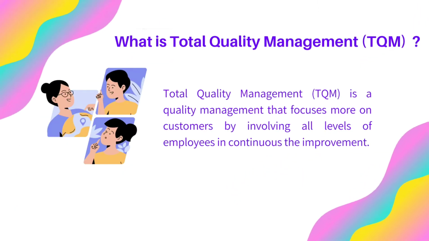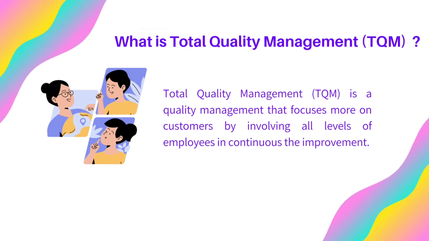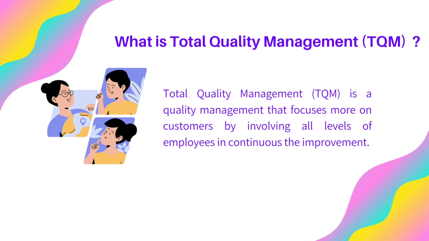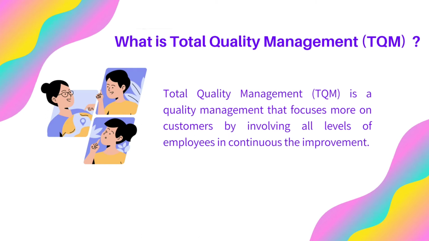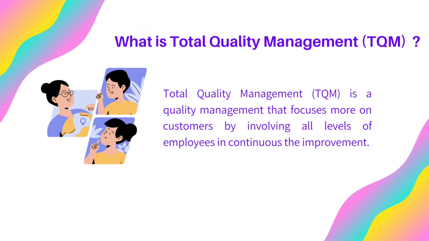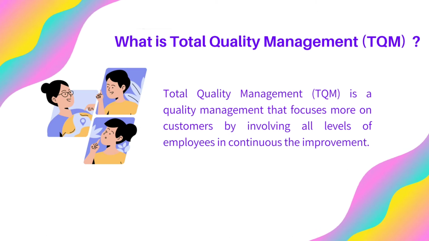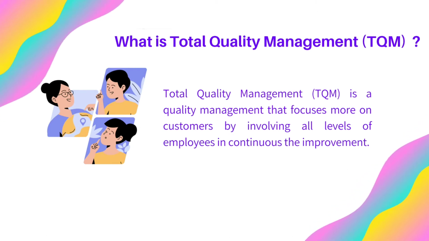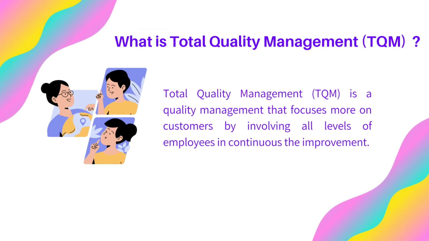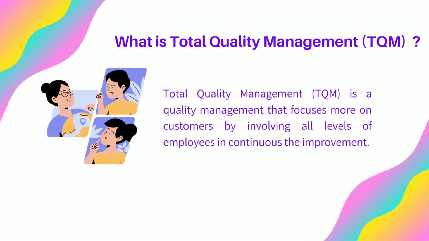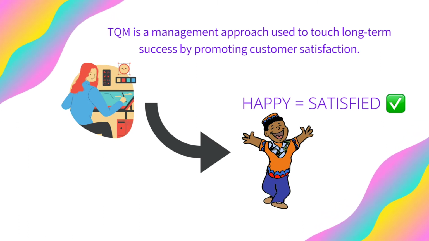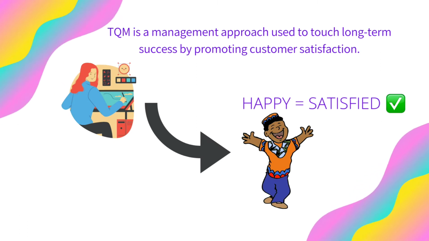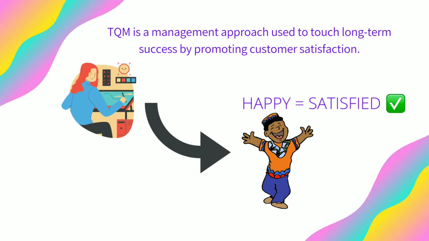Total quality management is a quality management approach that focuses more on customers by involving all levels of employees in continuous improvement. Total quality management is more likely to utilize strategies, communication, and data that are effective in integrating quality discipline into operational activities and corporate culture. Simply put, total quality management is a management approach used to achieve long-term success by promoting customer satisfaction.